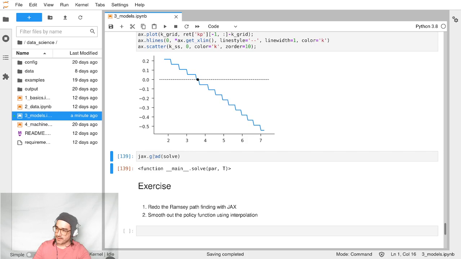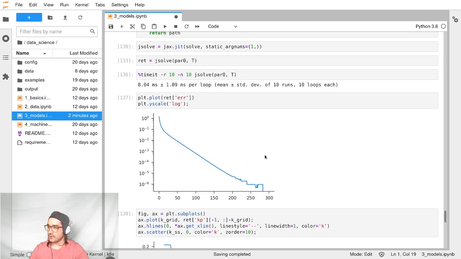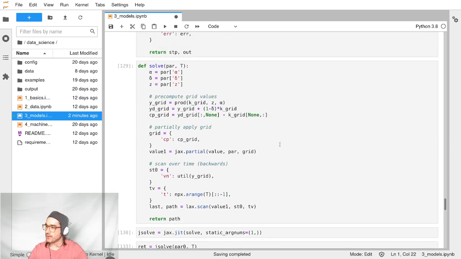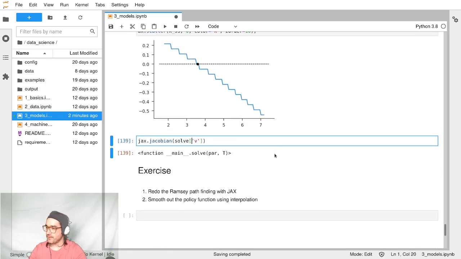Trying to think if there's anything we can take a derivative of. I guess we could try to take the Jacobian of the value function. Let me see, what are you outputting? Solve. You're outputting B. Okay, good. I don't know if this is going to work. I really don't. But let's try it. Let's do a short iteration. That gave me something.